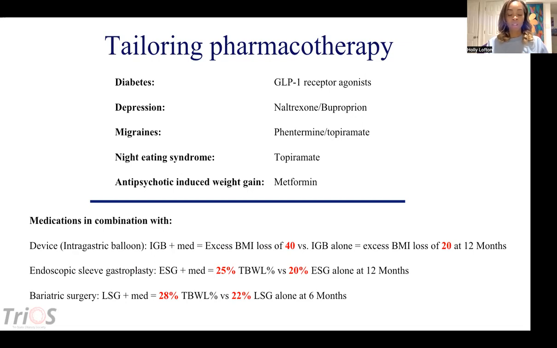I get this question a lot. Can I use medications in patients who have had surgery? The answer is absolutely yes. But we have to think about safety and efficacy.